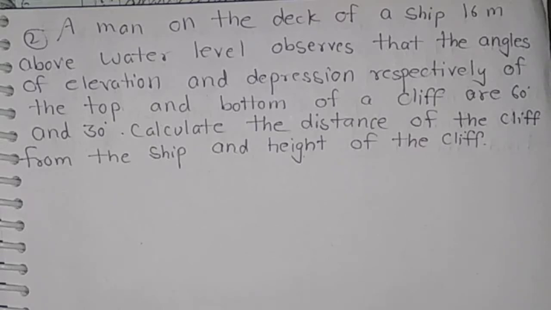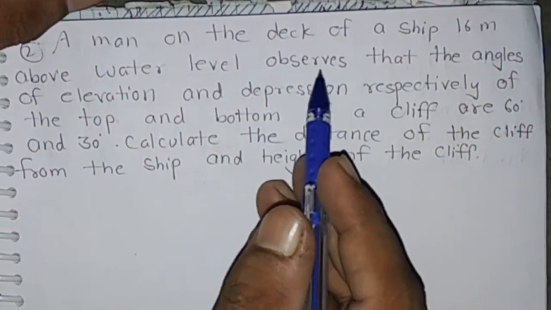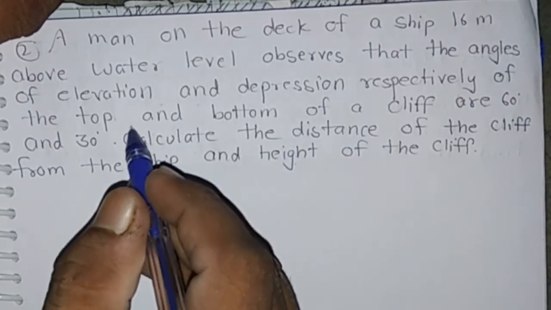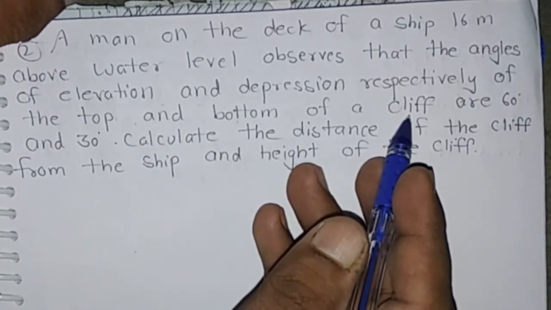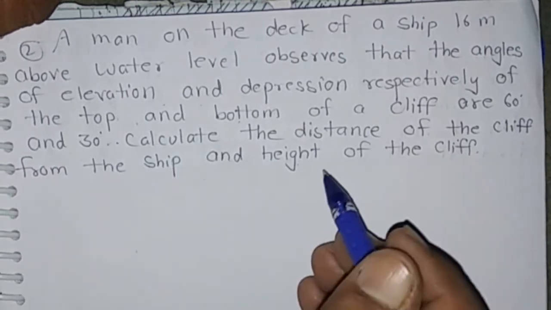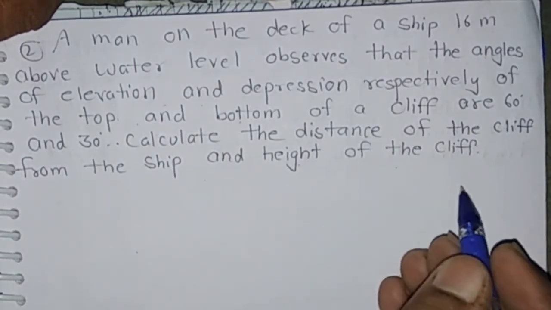A man on the deck of a ship 16 meters above water level observes that the angle of elevation and depression respectively of the top and the bottom of a cliff are 60 degree and 30 degree. Calculate the distance of the cliff from the ship and the height of the cliff.